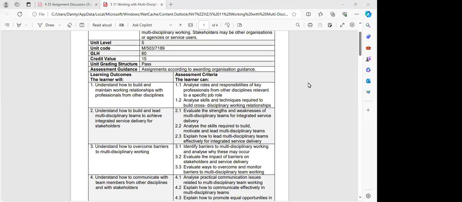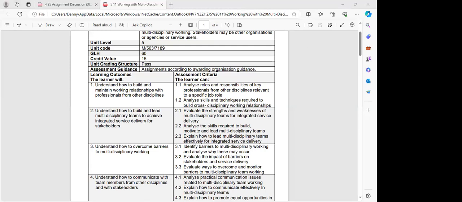To understand how to build and maintain working relationships with professionals from other disciplines. In your assessment, we would expect that you should be able to analyze roles and responsibilities of key professional disciplines relevant to a specific role.